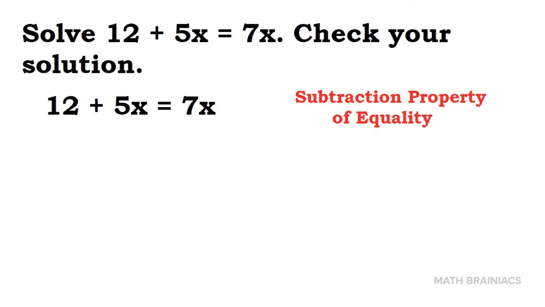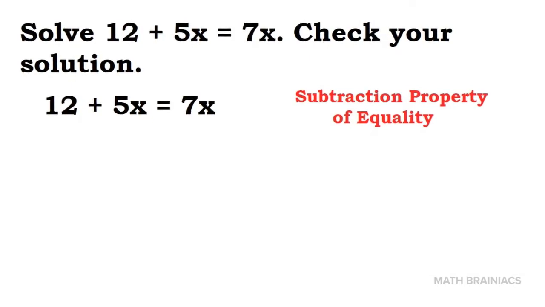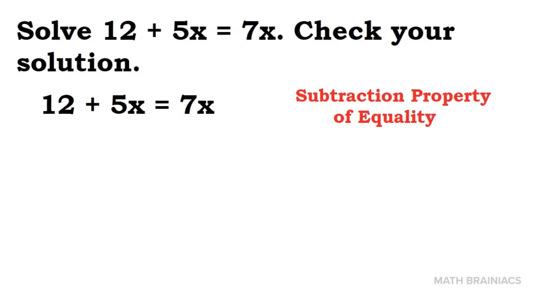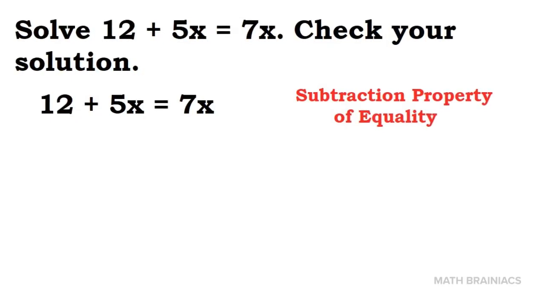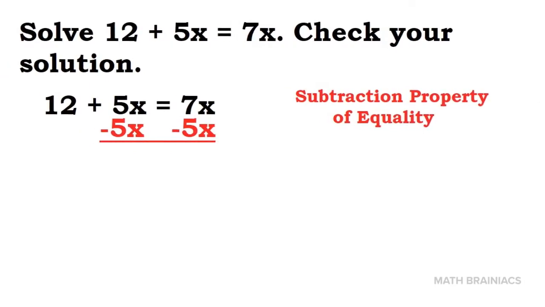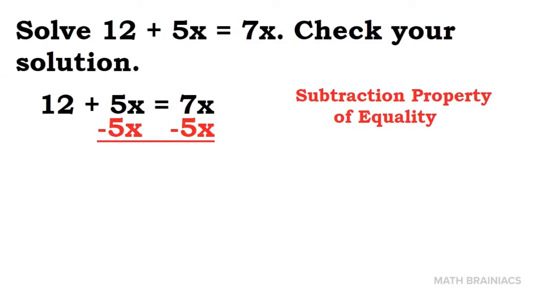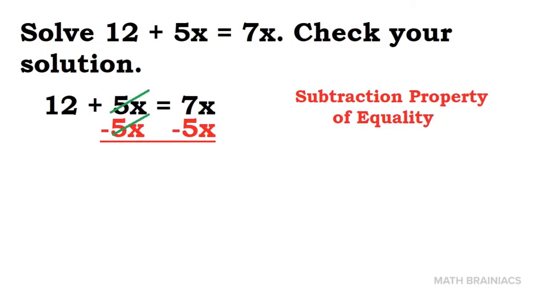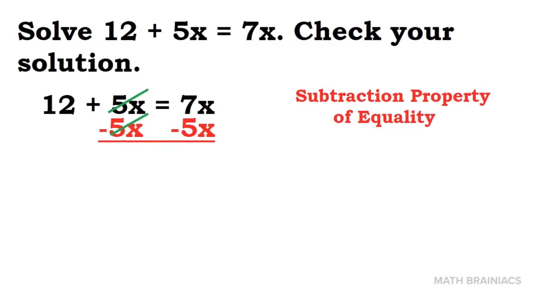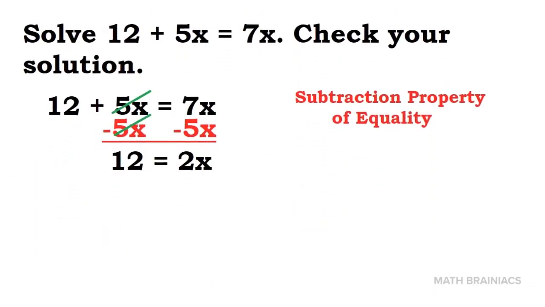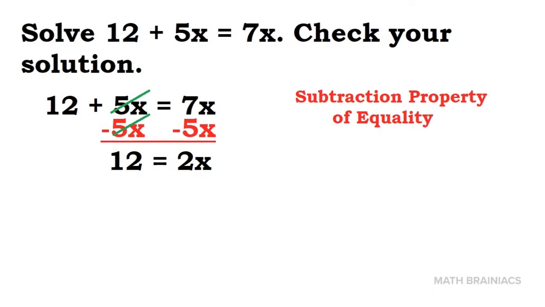You can see that we have addition in the equation. Therefore, we need to do the opposite. We're going to apply the subtraction property of equality. Let us subtract 5x on both sides of the equation. Straight off, we can cancel out the 5x on the left side and we can work on 7x minus 5x. And it will give us 12 is equal to 2x.